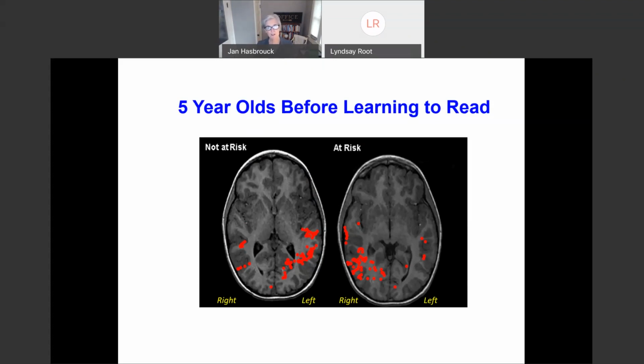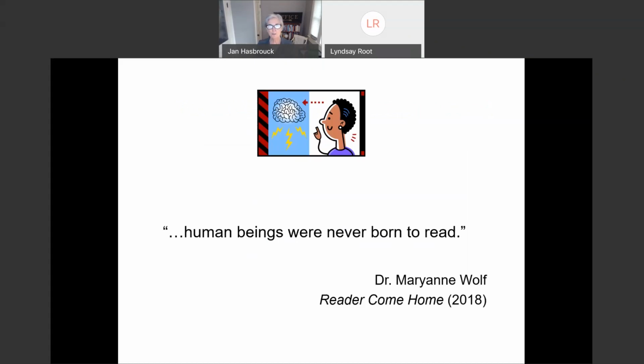Marianne Wolf, if you study at all about dyslexia or read about dyslexia, she's one of our premier researchers in this field. In her most recent book, she makes the statement that human beings were never born to read. None of us have brains that are born ready to read. We are born ready, most of us.